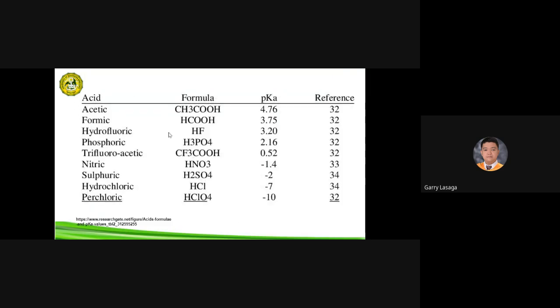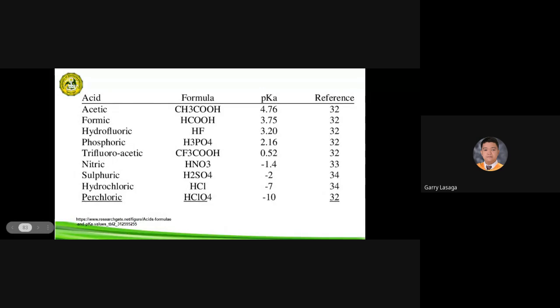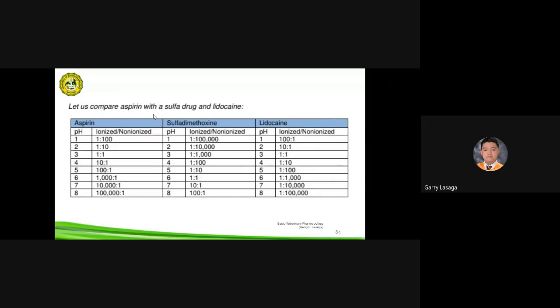These are examples of the pKa values of the common acids. For example, acetic acid has a pKa of 4.76. When we compare that with sulfuric acid, sulfuric acid has a pKa of -2. So the lower the pKa value, the stronger is the acid. Going back to our examples here, lidocaine has a pKa of 11. It's a basic drug. Sulfadimethoxine is a weak acid. It has a pKa of 6, and aspirin is a weak acid with a pKa of 3.5. So the lower the pKa, the stronger is the acid. Aspirin is much stronger than sulfadimethoxine.